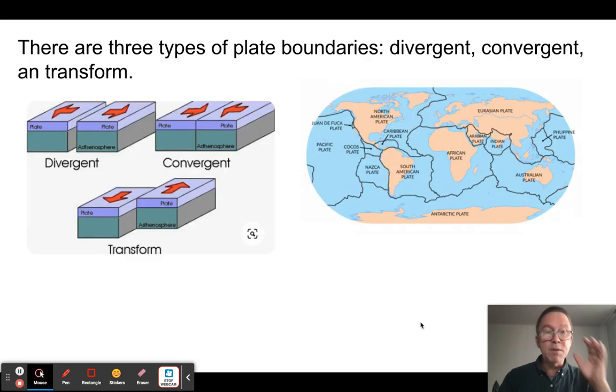So there's three different types of plate boundaries the College Board wants you to be aware of. There's only three that exist, but they want you to be aware of them. And they are divergent, they're moving away from each other. There's convergent, they're being pushed towards each other. And then there's transform, they're sliding past each other. And let's just look at each of these in turn.